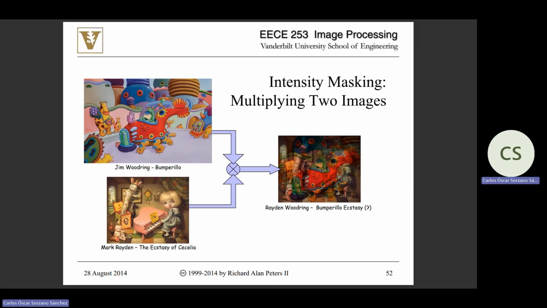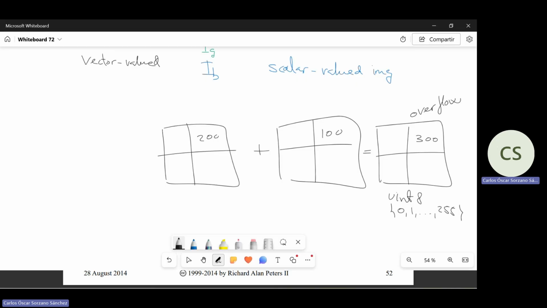Okay, what if I multiply? If I multiply, I have almost the same problem, even a bigger problem. What is the maximum? Let's say that you have two images. So I multiply the two. Now it is not an addition, it is a multiplication. What is the maximum value I can have?